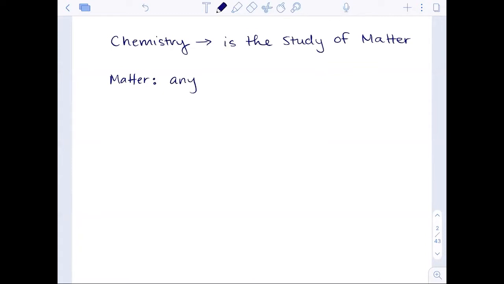Anything that occupies space. That's the first criteria. It has to have some sort of a volume with it. With that, it needs to also have mass, right?